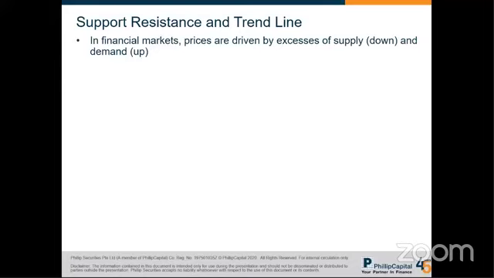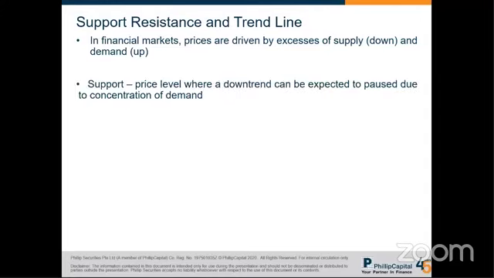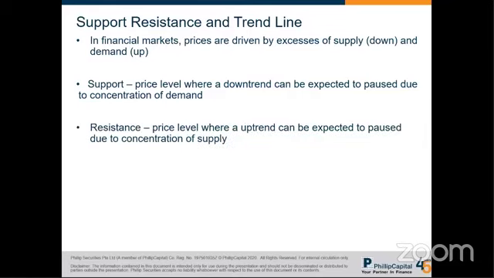I think everyone knows about support and resistance. In the financial market, it's always about supply and demand. When there's excessive supply, more people want to sell their shares, so the share price will come down. When there's excessive demand, more people are willing to buy, so the share price will go up. A support level is where a downward trend can be expected to pause due to the concentration of demand. This means a lot of buyers are waiting at this price to buy.